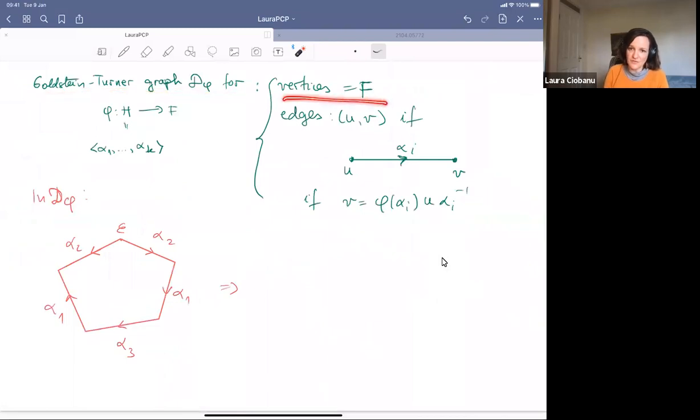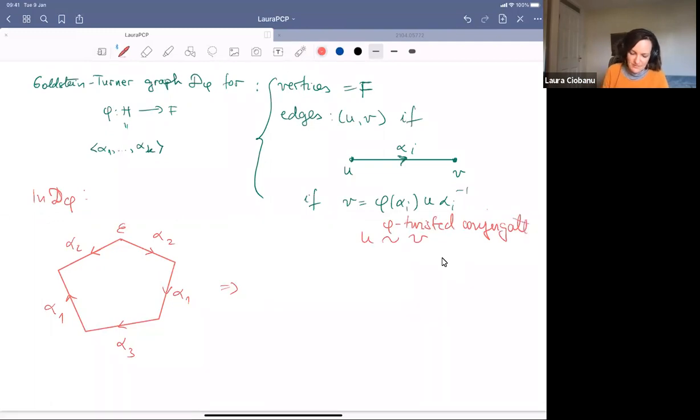The Goldstein and Turner graph. Well, the vertices are all of the free group, and you put an edge between two vertices, which you label by one of the generators alpha i, if V is phi of alpha i times U times alpha i inverse. Now if we were in a room, I would ask you, what is that relation? Well, this is saying that U and V are twisted conjugate by a generator of H. That's exactly twisted conjugacy, if you're familiar with that. If not, it's absolutely no problem. So U and V are phi twisted conjugate.